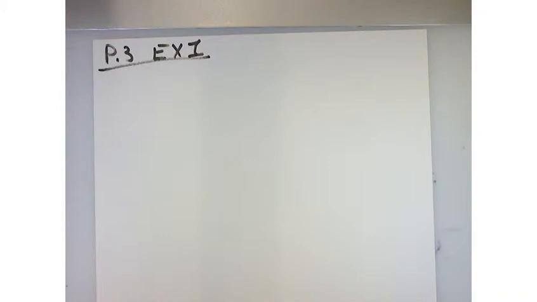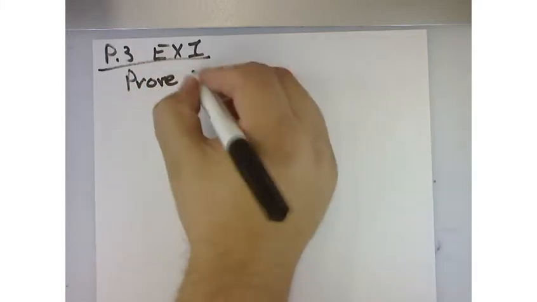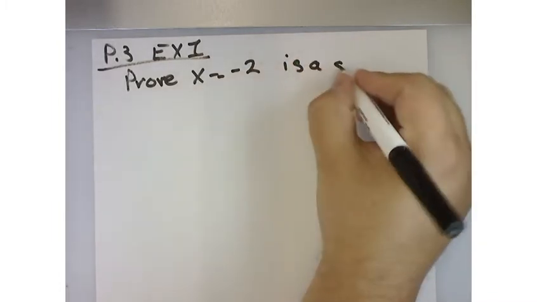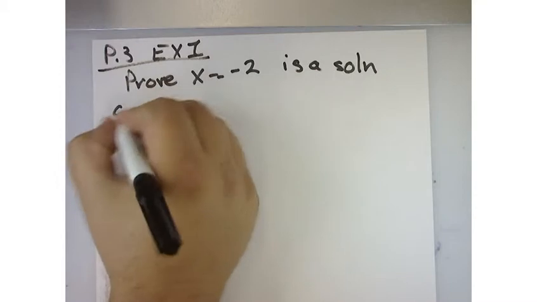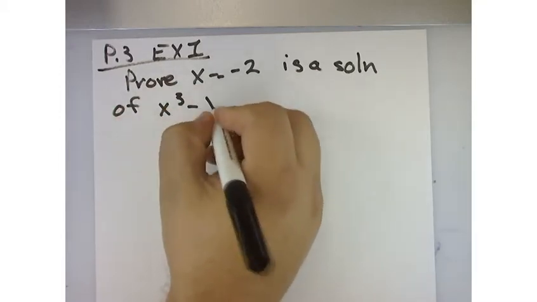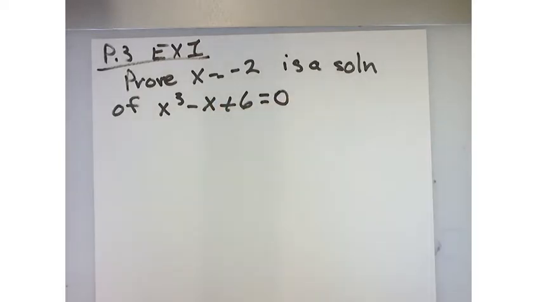Okay, so let me just read example 1 first, and then we'll write it down. It's to prove that x equals -2 is a solution to an equation x cubed minus x plus 6 equals 0. So we're asked to prove x equals -2 is a solution of x cubed minus x plus 6 equals 0. Okay. Well, this is not that hard to do.